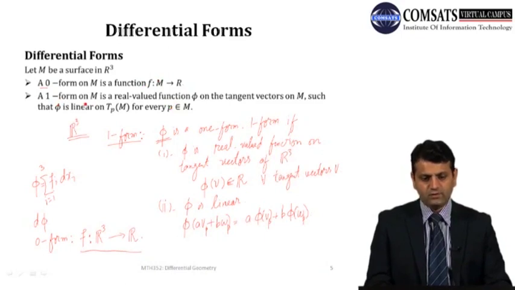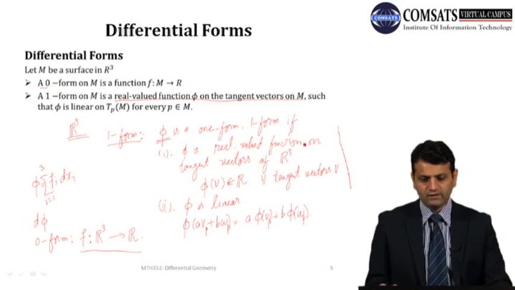Now what is a 1 form on the surface? So it is a real valued function on the tangent vectors on M. So this is the first condition, real valued function phi on the tangent vectors on M. So this is the first condition.